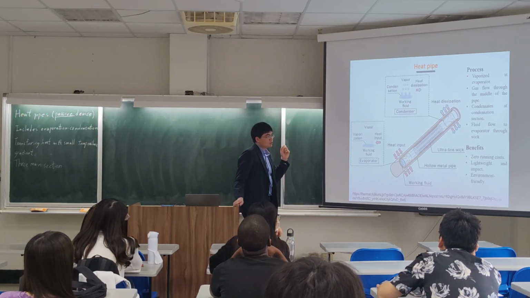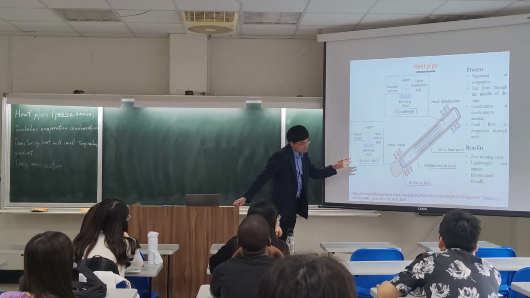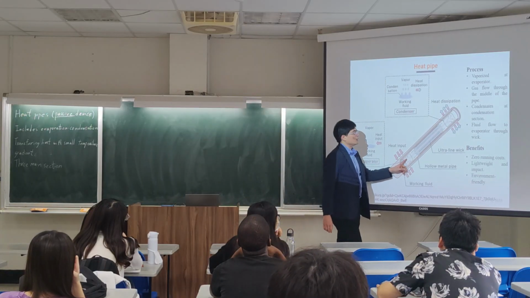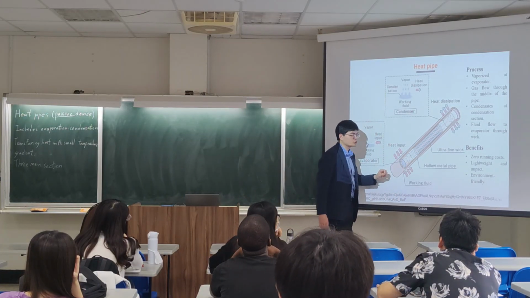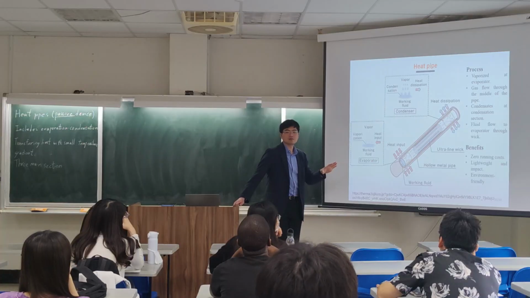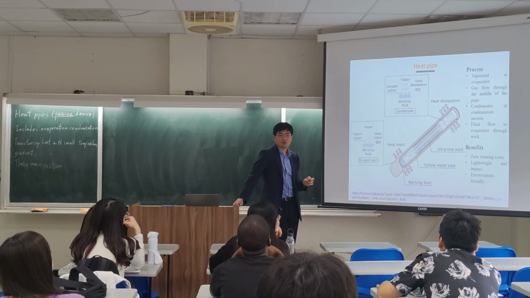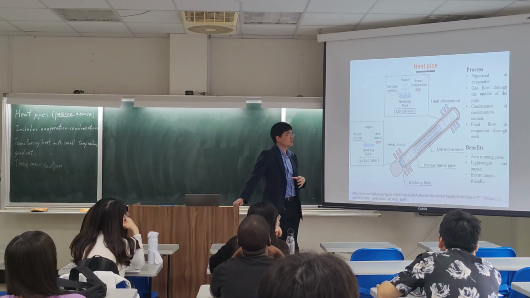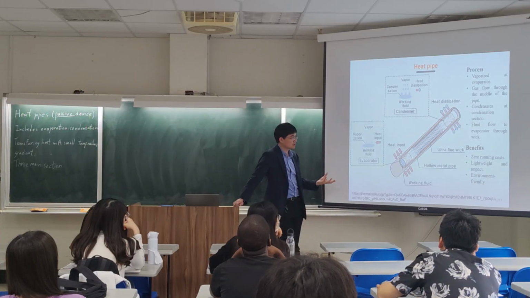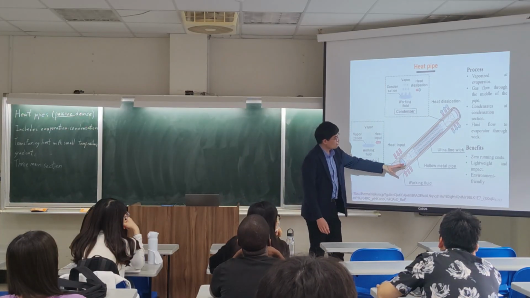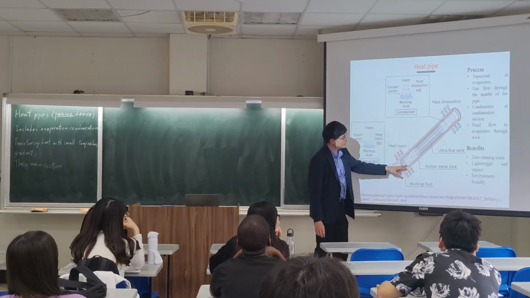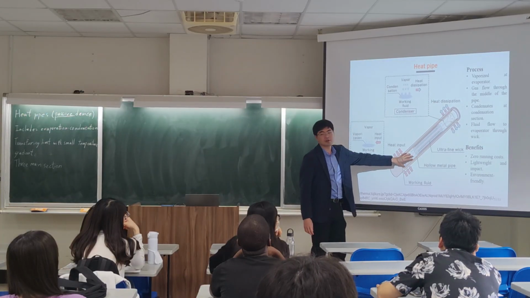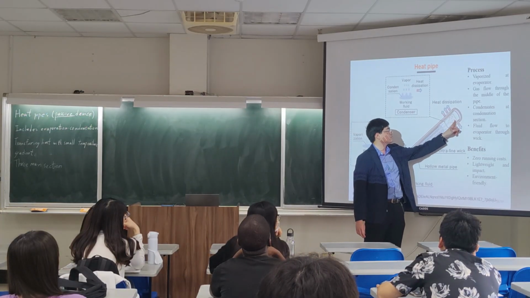You have to remember that under normal temperature, the pressure inside the heat pipe is very close to vacuum, much lower than atmospheric pressure. So when the working fluid evaporates here, the pressure in here will be much larger than at the other end.